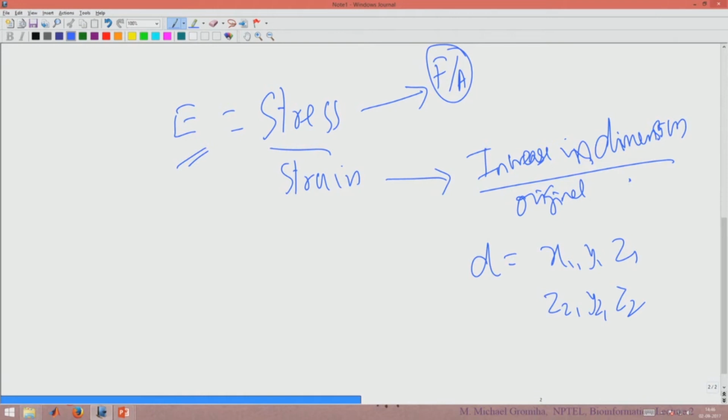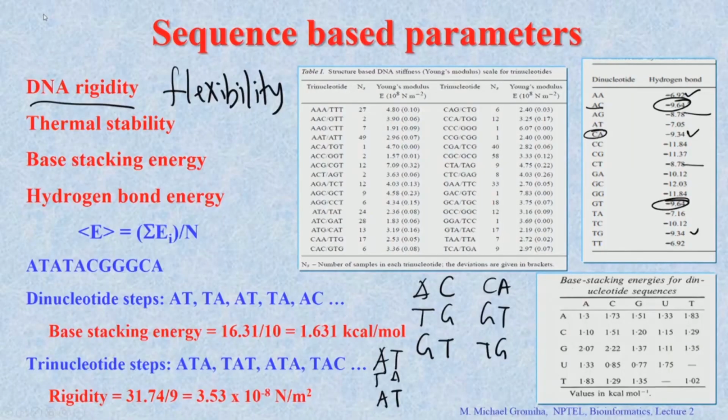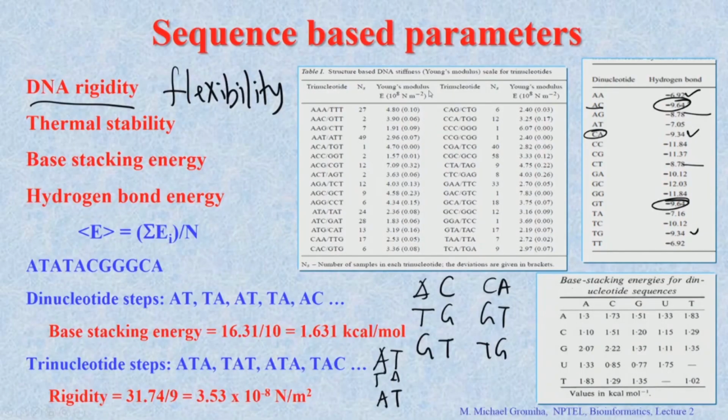So, based on that, for all the different types of trinucleotides you can calculate the Young's modulus. This is the inverse of flexibility, this will give you the rigidity. So, this is how we get this data. We take the set of nucleotide structures available in the data bank, cut them into trinucleotides, and get the dimension, how the distance changes, and we convert these values to calculate the strain and stress. So, stress by strain is the Young's modulus. So, we know the values, the Young's modulus, in Newton per meter square.